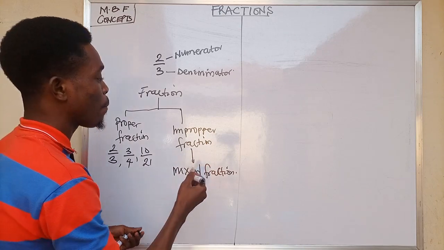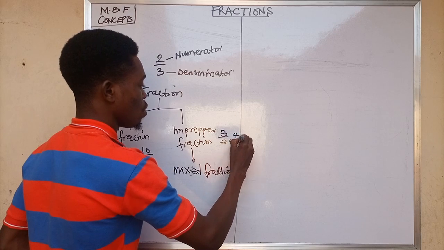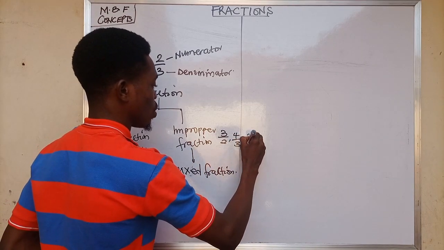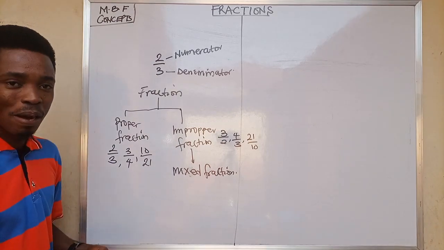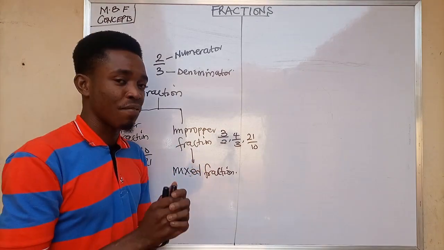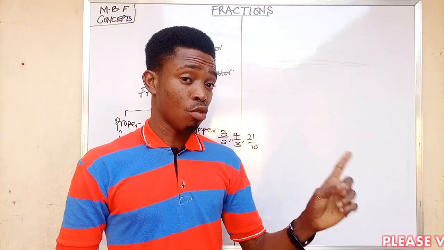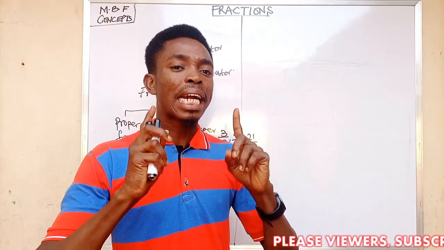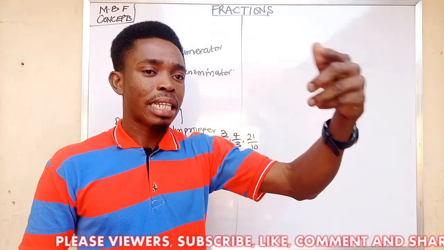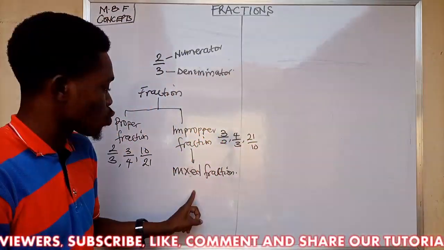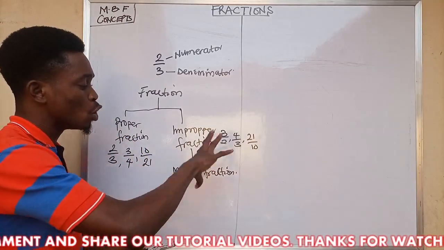Then when we come to improper fraction, examples are 2 over 3, 4 over 3, then 21 over 10. It is the reverse of a proper fraction. So in the case of improper fraction, we have the denominator lesser than the numerator. In other words, we have the numerator greater than the denominator. So when you have the numerator greater than the denominator, the end product is what we call the mixed fraction, what we call the whole number fraction. Are you there? Yes, that's what we call the whole fraction.